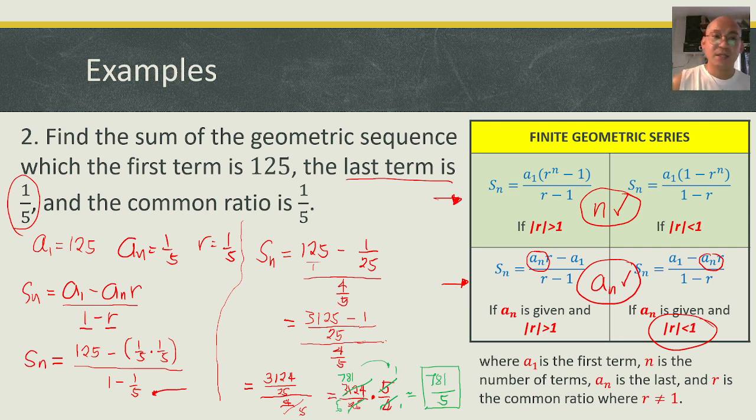So the thing that you must know, or you must recall in terms of the foundation of mathematics for you to easily solve this kind of problem, is your knowledge in operating fractions. Okay, so how to add fractions, how to subtract fractions, multiply and divide fractions, because there are some given which are fractions. So just like this example, we have this last term of 1/5, and we have the common ratio of 1/5.